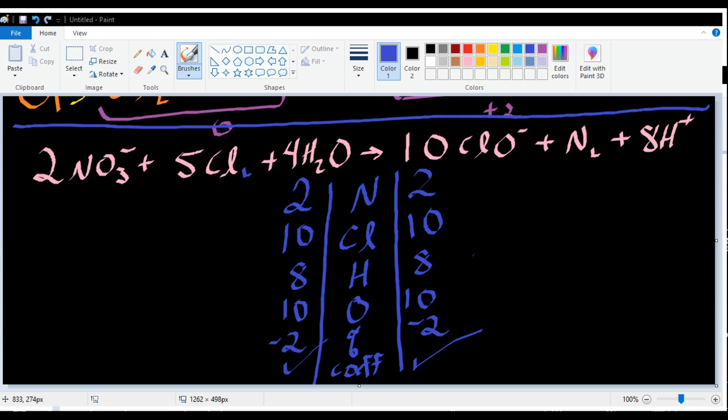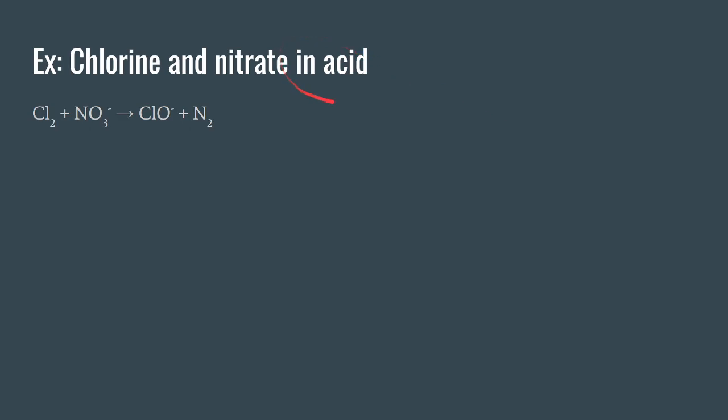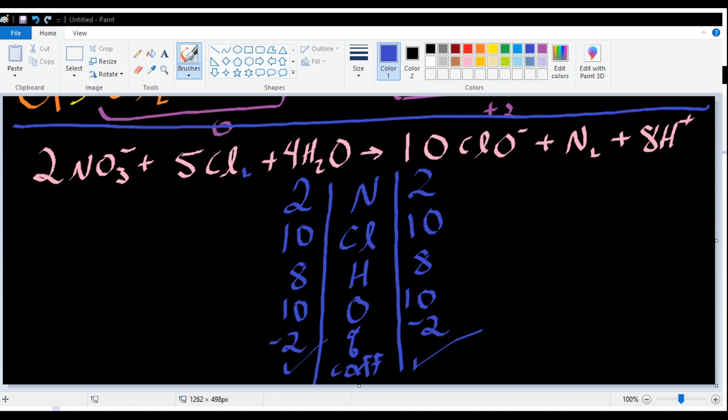And just to do one last bit of double checking, yes, I was looking to balance that out in acid. So we don't need to get rid of the H+ by adding OH-. So that is that reaction nicely balanced.